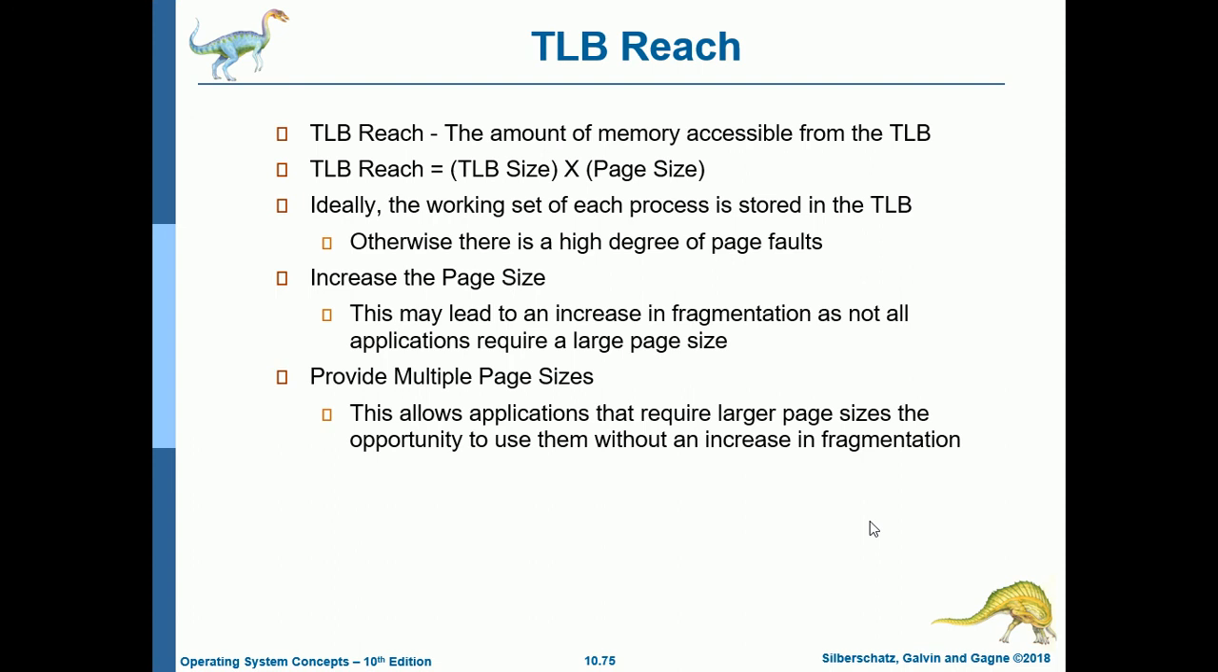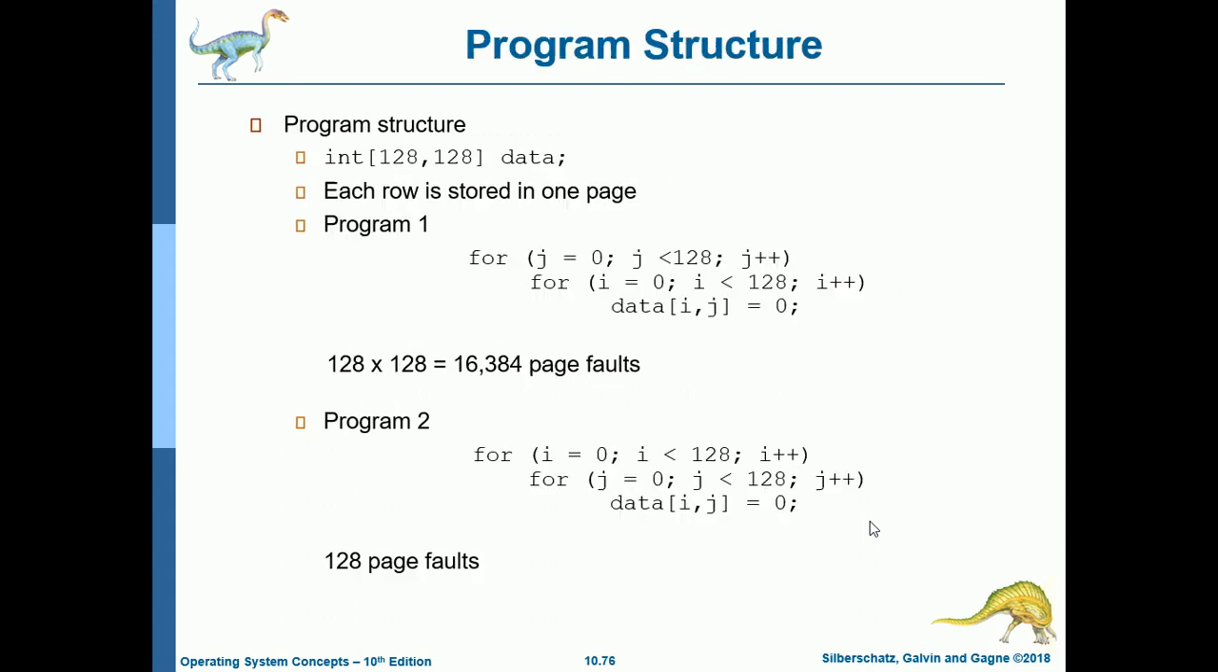One option is to increase the page size. This may lead to an increase in fragmentation, as not all applications require a large page size. The other option is to provide multiple page sizes. This allows applications that require larger page sizes the opportunity to use them without an increase in fragmentation. So it's either increase the page size or provide multiple page sizes.